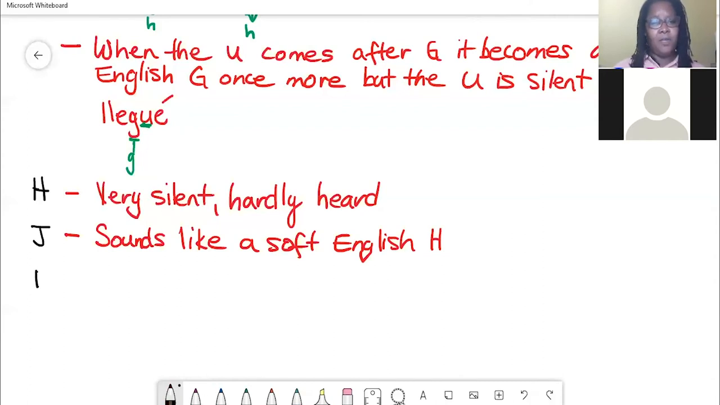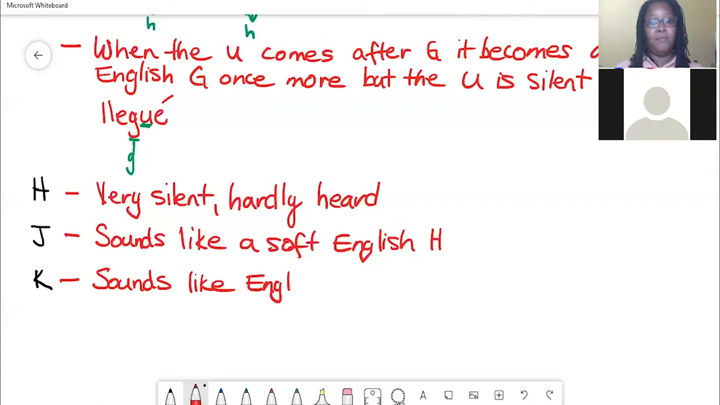K is a very funny letter. I would want to call K almost like an exchange student, because you don't find many Spanish words starting with the letter K. And the words that do start with K tend to be borrowed from other languages. But when you do find them, it sounds just like your regular English K. L, and you're going to find that the majority of this class, they know how to behave. It's just a few, just those few miscreants that you have to look out for. The L sounds like your English L.